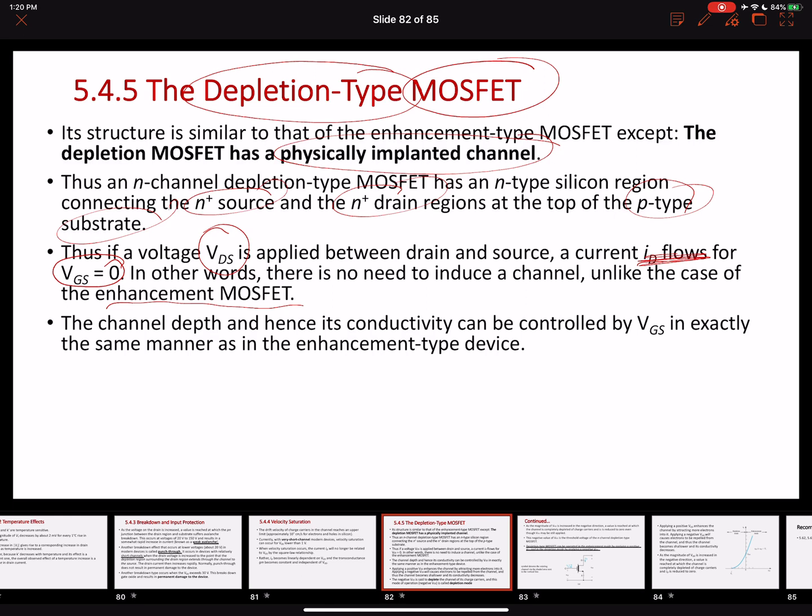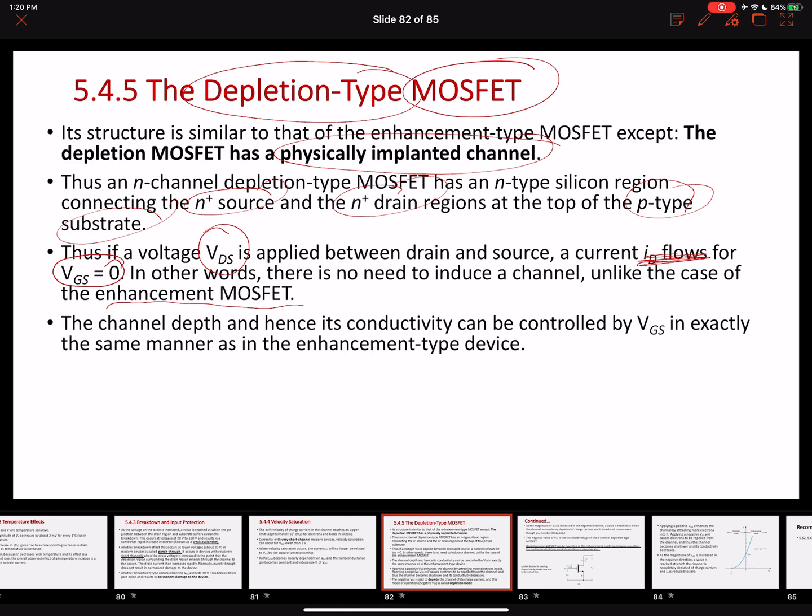However, what will happen when we apply a gate to source voltage to a depletion type MOSFET? The channel is already there, so this means that there is no threshold voltage, or the threshold voltage in a depletion type MOSFET has a different meaning. Now, if we apply some voltage to the gate to source rather than zero, this is going to behave as an overdrive voltage. It is going to deepen the channel, and it is going to get more electrons, the majority charge carriers, from the source and the drain to the channel. It is going to increase the conductivity of the channel.